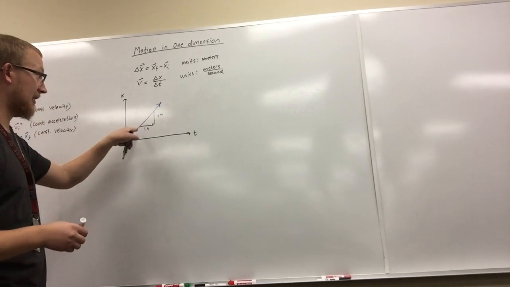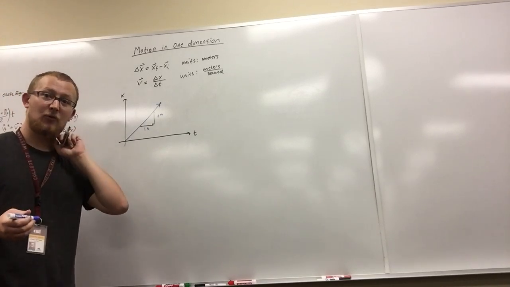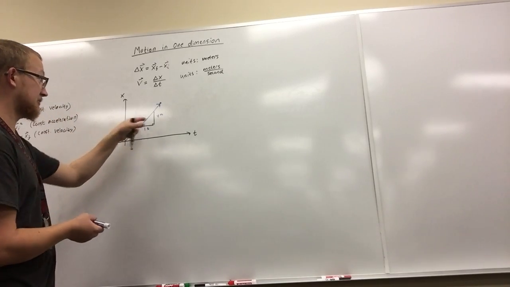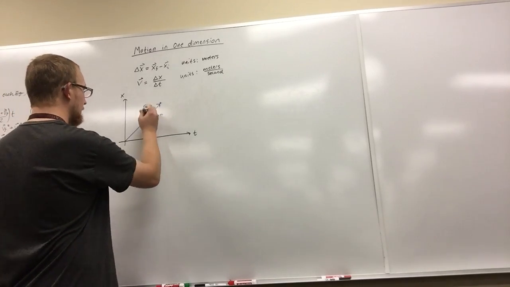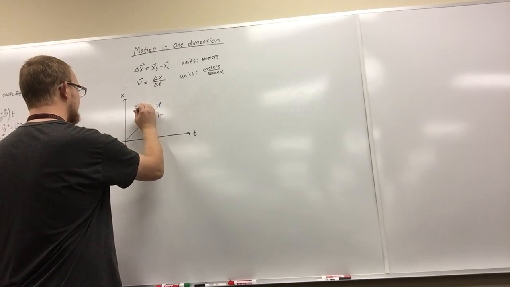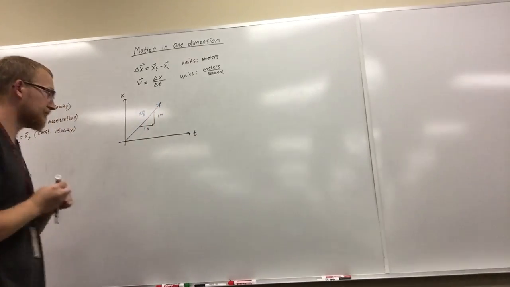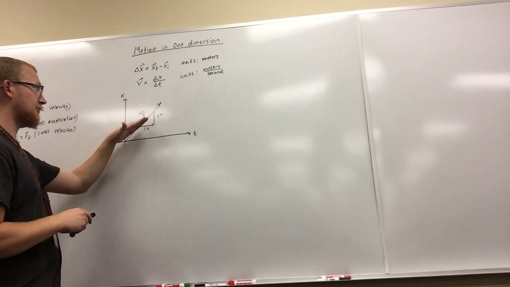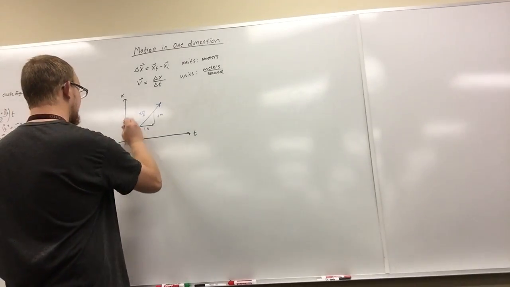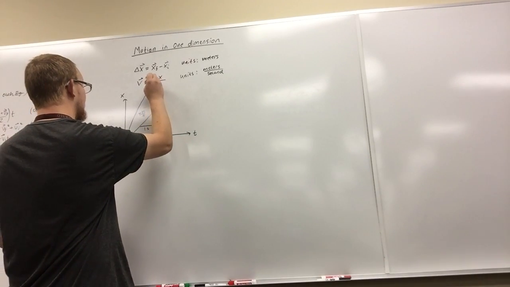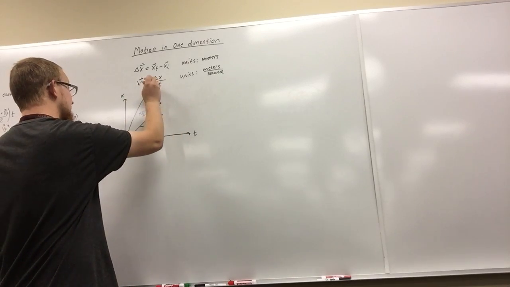And so if we have a 1 second run to a 4 meter rise, well, if we remember y equals mx plus b, this is representative of the slope of the displacement. And so what we end up with up here is a slope of 4 meters per second. And so as you increase velocity, it will take you less time to travel the same distance. Let's say these are the same distance.